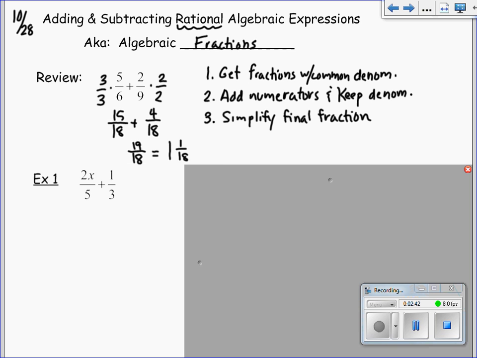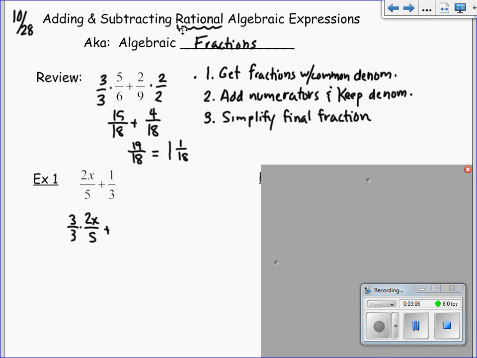Here's our first algebraic fraction. We have 2x over 5 plus 1/3. So step 1 is to get fractions with common denominators. Well, a common denominator of fifths and thirds is 15ths. So we want to multiply the first fraction by 3 over 3, and the second fraction by 5 over 5.